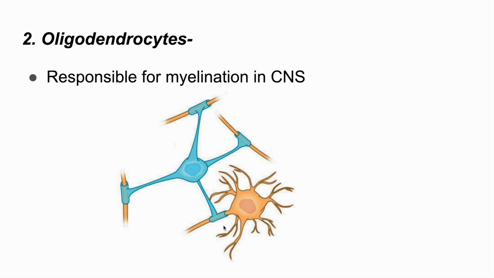Oligodendrocytes are responsible for myelination in the CNS. Myelination, as I already told you, is the formation of the myelin sheath around the neurons of the CNS. This is the picture of oligodendrocytes.